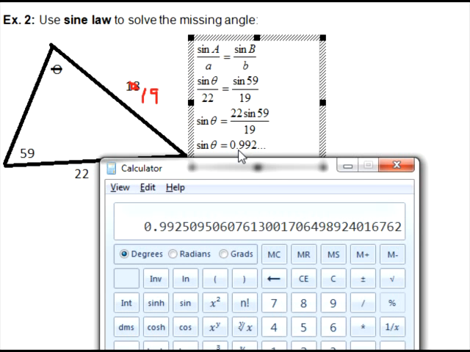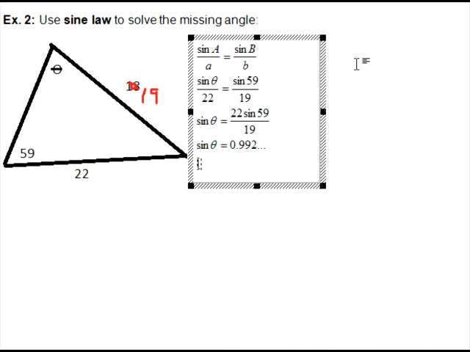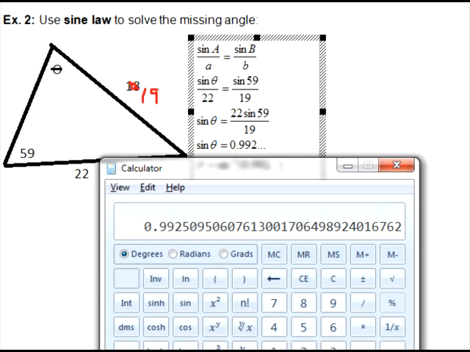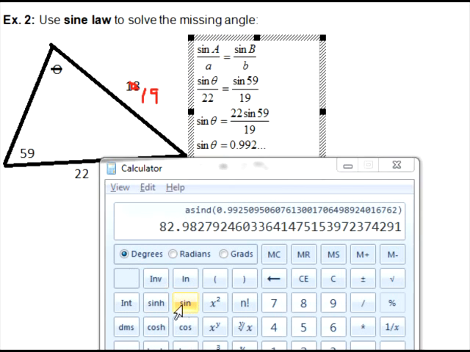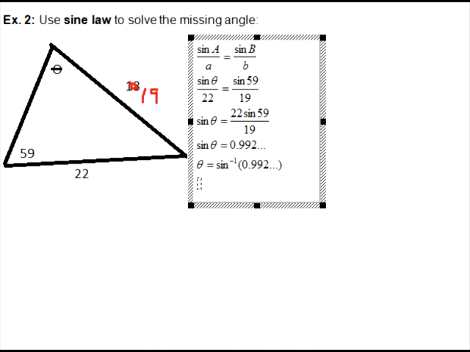Caleb, the final step here to get sine by itself is going to be what? Okay, good, sine inverse. So we're going to say theta equals sine inverse 0.992. Leave that number in your calculator. I'm going to do inverse sine and get an angle of 83.0 degrees.